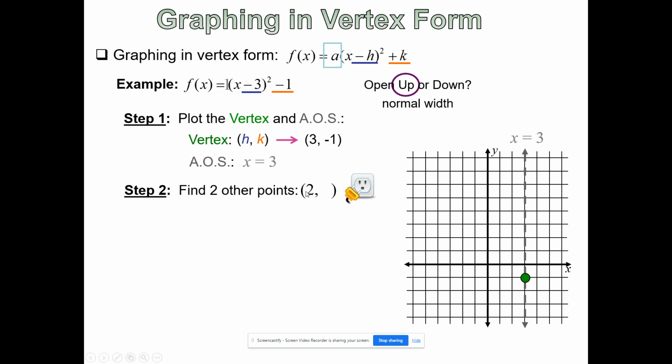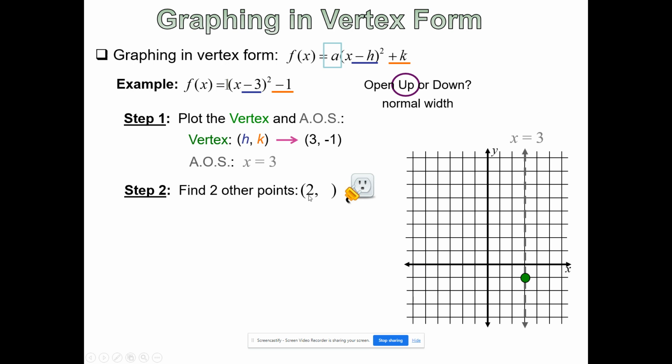Okay, so I'm choosing the x value 2, because I want something close to my vertex. So my AOS is 3. So I could choose 2, I could choose 4, I could choose 1, I could choose 5, just something close to this number 3. I don't want to choose something way over here because that's going to give me a number way up here. So I want to stay close to the vertex. So I'm going to choose 2.